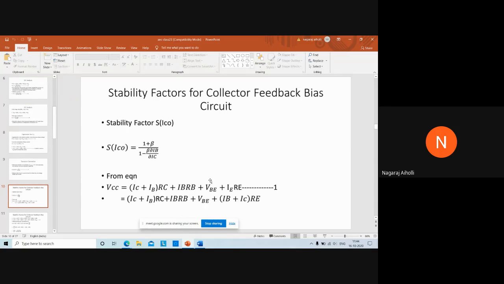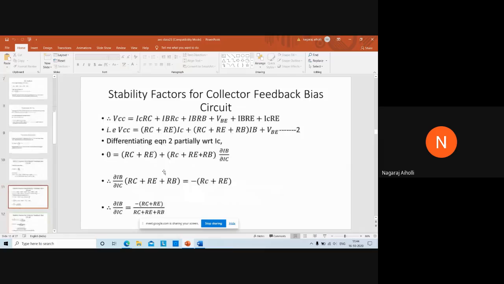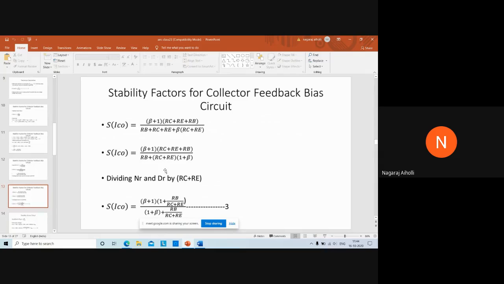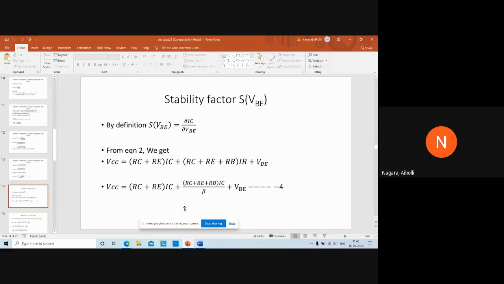Then later we discussed S of ICO for the collector feedback bias circuit. The general equation is S of ICO equals 1 plus beta divided by 1 minus beta dou IB by dou IC. Using this equation, we derived S of ICO as beta plus 1 into 1 plus RB divided by RC plus RE, the whole divided by 1 plus beta plus RB by RC plus RE. So this was yesterday's discussion.